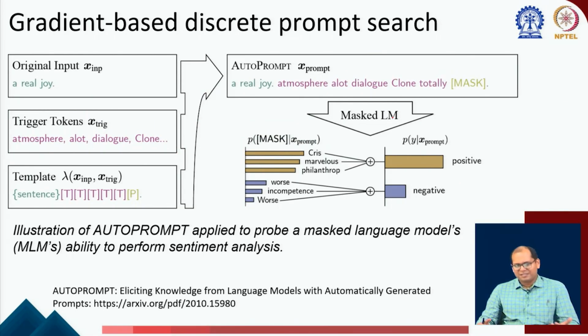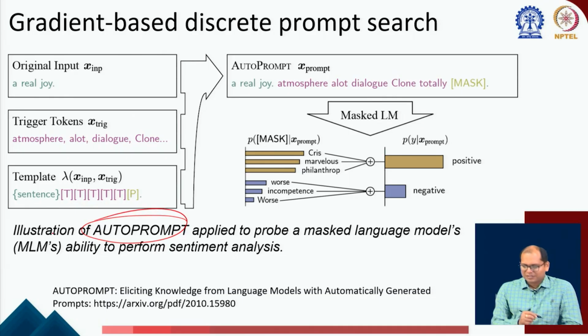For example, gradient-based discrete prompt search, and this is where the paper AutoPrompt came in. This was applied to a simple masked language model like BERT, for tasks like sentiment analysis. So let's see what it actually does. In sentiment analysis, you will have an input like this: "a real joy", that is a sentence, your input. Now you say, I want to apply a prompt to this. The prompt will be a sequence of tokens. Let's say I want 1, 2, 3, 4, 5 tokens in my prompt.